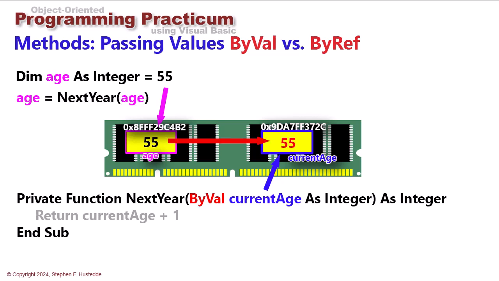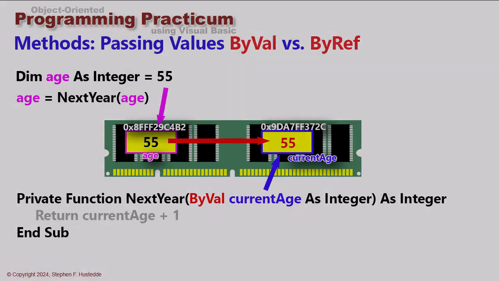So in my next line of code, I have age equals next year age. And what that does is it's going to take the value of age, which is 55, and copy that to the location of current age. It's making a duplicate of the value by value. And we can then maybe have a return statement in this function that says current age plus 1. And so 55 becomes 56, and that's what we return. That's what goes into the age variable then at its location in RAM.